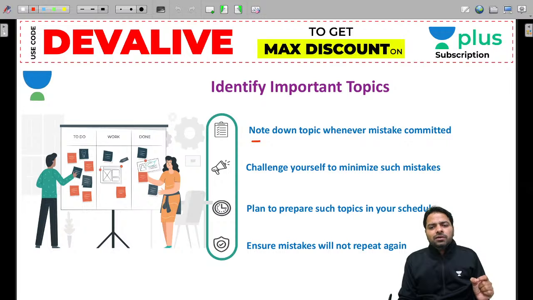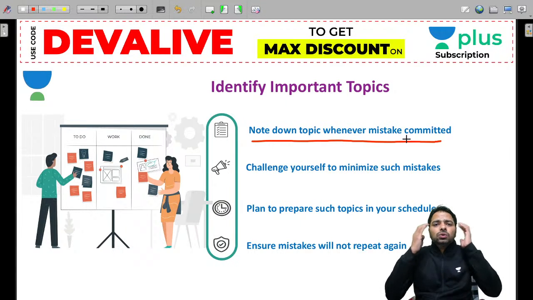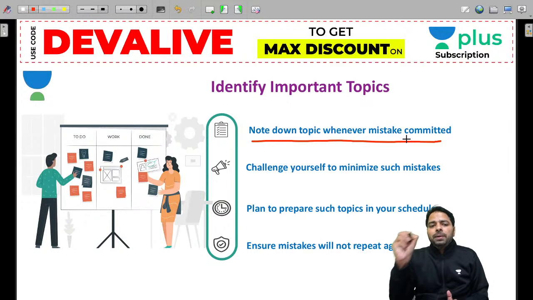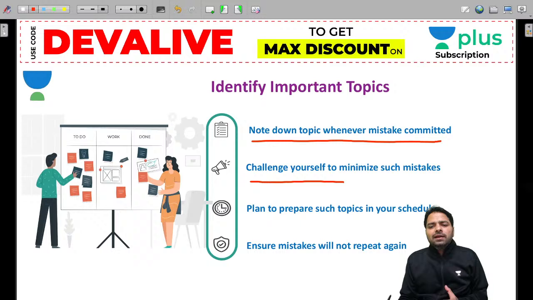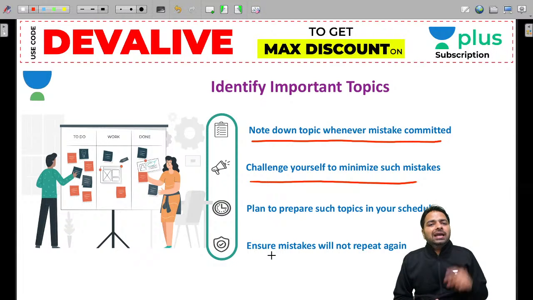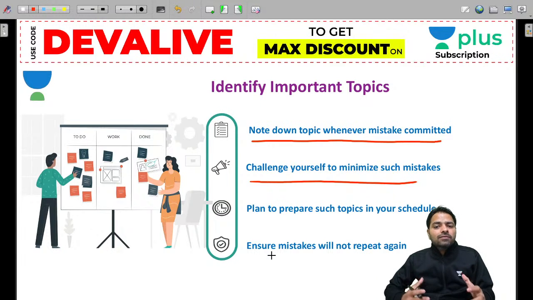Note down the topic whenever a mistake is committed. When you are preparing the topics, you really do not know when the mistake will happen. And whenever a mistake happens, don't just keep it in your mind. Keep it on paper, note it down, and give yourself a task for that. Why am I making the mistake? What is the problem with this concept? Challenge yourself to understand such mistakes, rectify them and minimize them. So that is your challenge: whenever I make a mistake, how can I overcome that mistake?